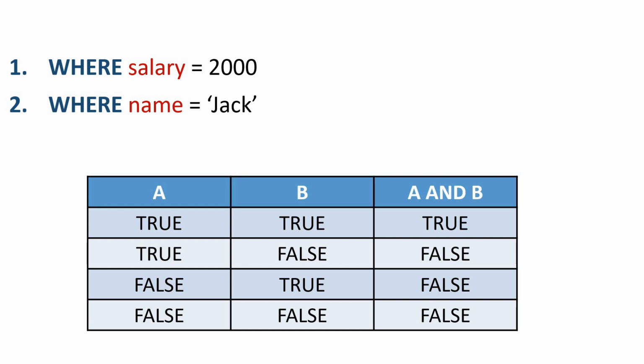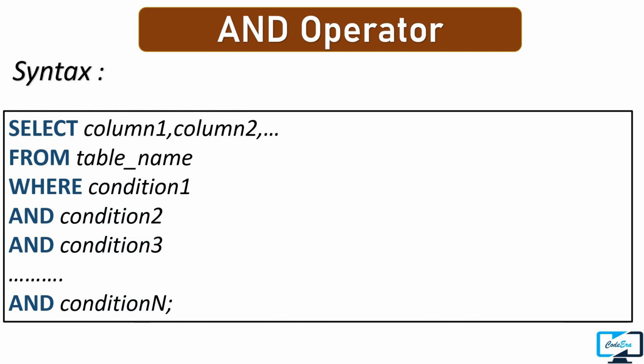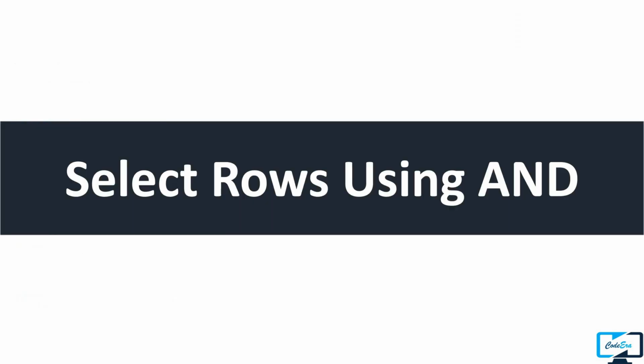So guys, this is the general syntax for the AND operator. Here you can see that up to the where clause the query is the same as we used previously. But after condition 1 we can write the AND operator, and after that we can specify condition 2. And again we can write the AND operator and specify condition 3, and so on. In this way you can specify multiple conditions which are separated by the AND operator. So now let's solve a query based on the AND operator.